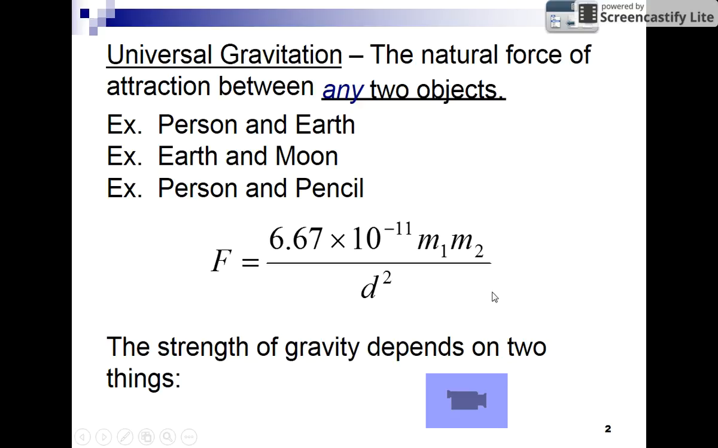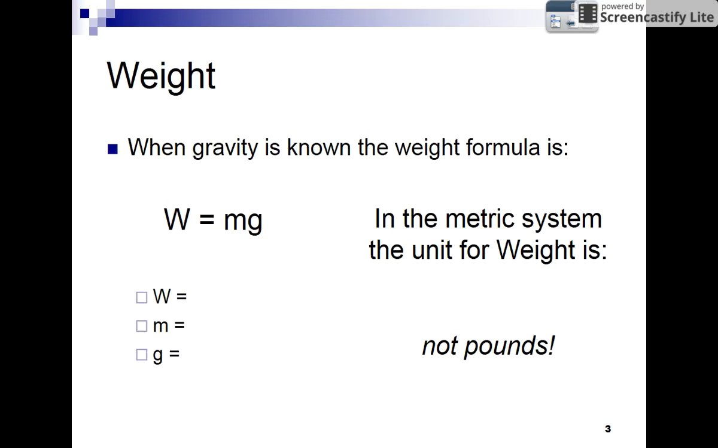If you look at this equation, we're not going to manipulate this equation, but it does show you the two variables that factor into the strength of gravity. That would be the M of both of the objects and the D. So hopefully you guys know, obviously from our other lessons, that M is mass and D is distance. So the strength of gravity is going to depend on both mass and distance.